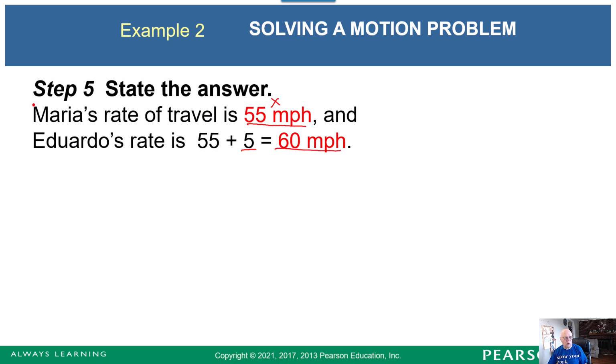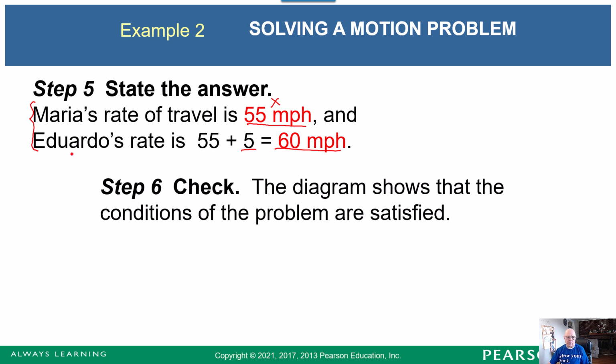Notice that what we've got for an answer, this is the answer. 55 is not the answer. The answer is Maria's rate of travel is 55 miles per hour, and Eduardo's rate is 55 plus 5, because he's going faster, or 60 miles per hour. There's your answer.